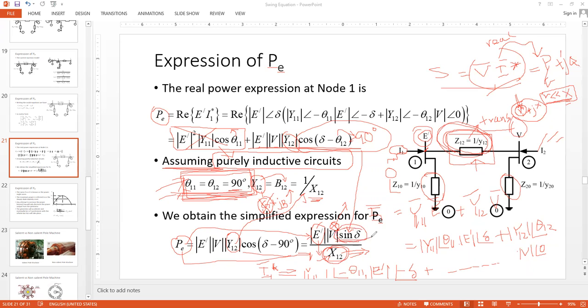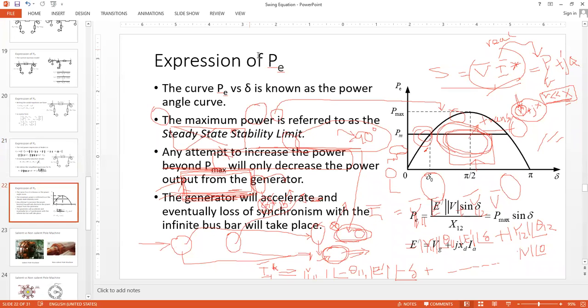And the sine delta. What is the delta here? Delta, remember, is the angle difference, or the phase angle of the phasor E with respect to the reference phasor V. So it's the phase angle of the internally generated voltage E dash with respect to the reference. So this is how you can represent your power. And if you plot it as a function of delta, simply you get this. Probably you have seen it in your undergrad course, so I'm not going to take much time over here.